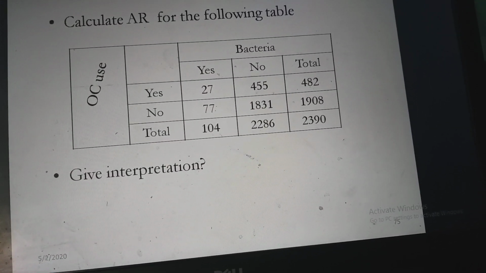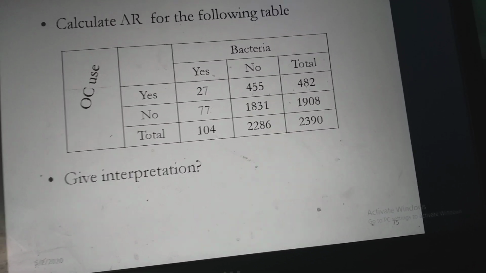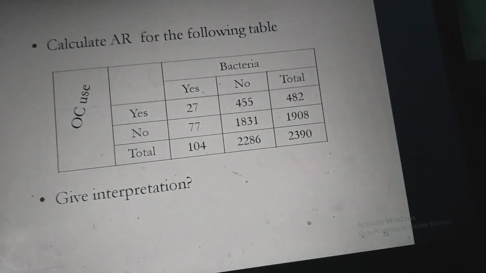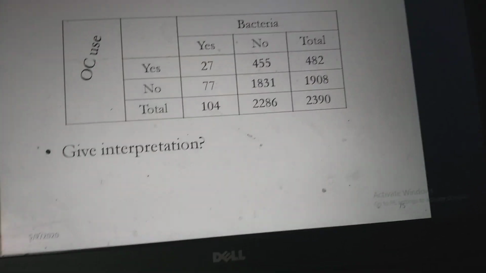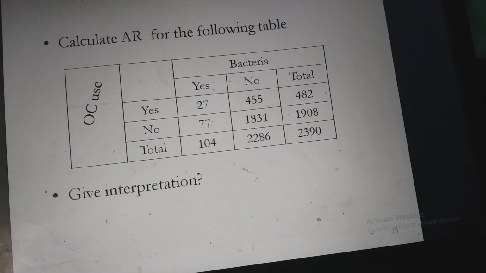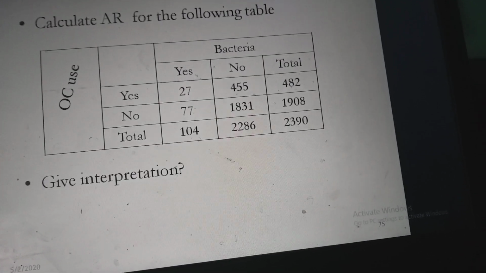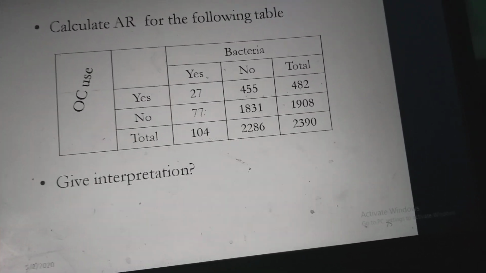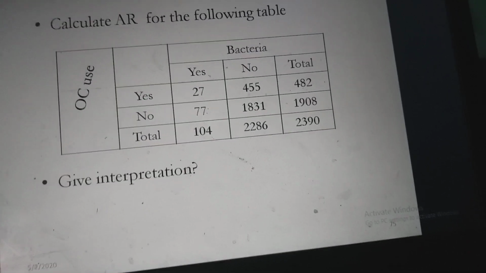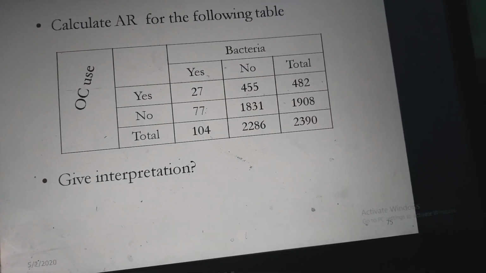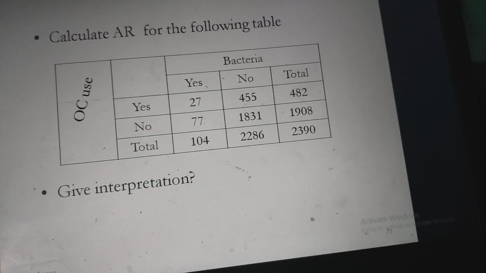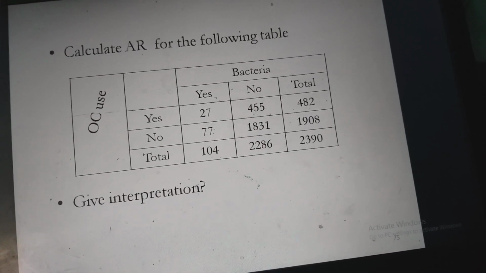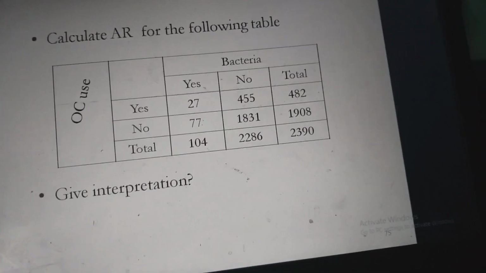Calculate attributable risk for this one. Simply incidence among exposed minus incidence among non-exposed: A over A plus B minus C over C plus D. So calculate this one. 27 divided by 482 minus 77 divided by 1908. So calculate and interpret. So it is about 0.0156, something. That means when you round it, 0.02.